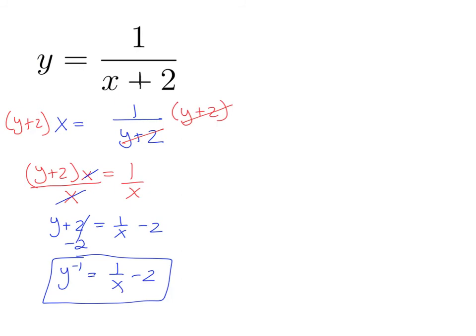For this problem, we do the same thing. We're going to interchange our x and our y. So our y became x and our x became y. We could do this two ways. You either cross multiply, or you could multiply both sides by y plus 2, which is technically the same thing. And then we are going to divide the x to the right side, because you want to solve for y. And you get 1 over x. Subtract the 2 from both sides, and you get your inverse y is 1 over x minus 2.